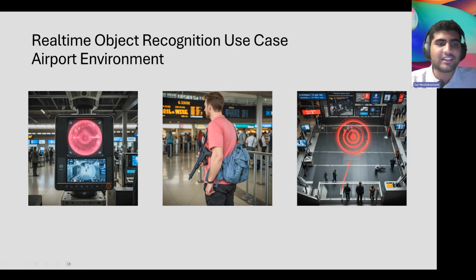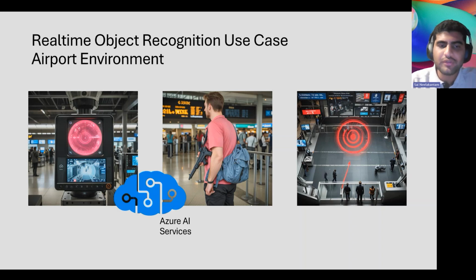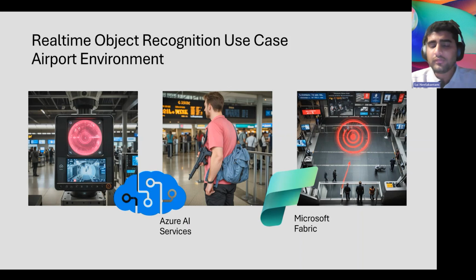For example, the airport is a huge place. So if an object is detected, where in the airport is it detected, at what point on the XY coordinates? Here we will be using the Azure AI services to detect the object by using some AI models. And we will be using Microsoft Fabric to visualize the results that we get from the AI model, and also to plot the particular object or the person location in a spatial format.